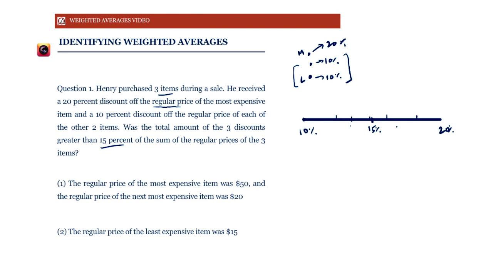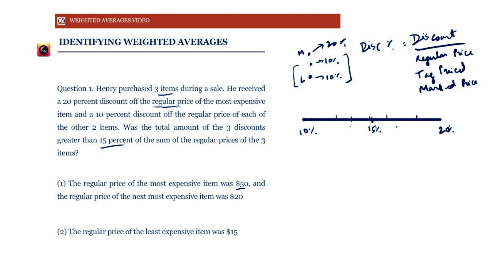Okay. Now, let's look at our statement one. The regular price of the most expensive item was $50. Look, as we said, the weights, when we're talking about averaging the discount, is the regular price. And why is that? Think about it. When we say discount percent, what do we calculate it on? We say this is discount upon, what is the denominator over here? Our regular sale price, right? Regular price, or we also call this the tag price, or the marked price. That is the price that we can see displayed, and then the discount is given on that displayed price. So that is your regular price.